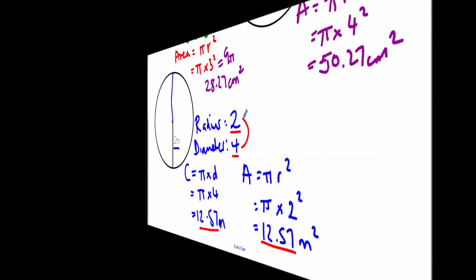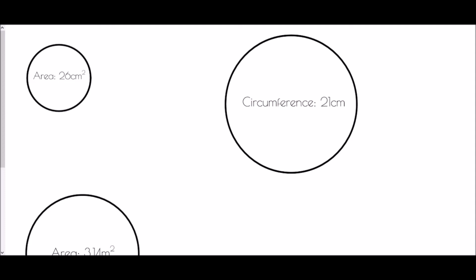Okay, so next we're going to look at how to find the radius of a circle if we've been given either the area or the circumference. And basically it always comes down to the formula for whichever one we've been given.